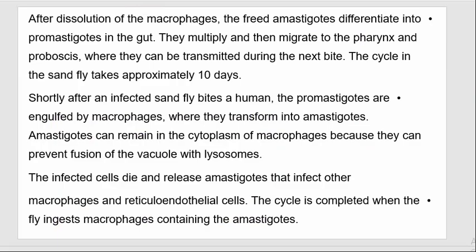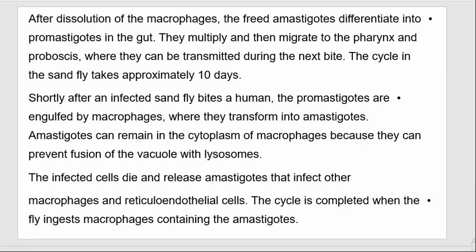نتحدث عن اللايف سايكل. After dissolution of the macrophage, the freed amastigote differentiate into promastigote in the gut. They multiply and then migrate to the pharynx and proboscis. إذا راح تتهاجر عندنا إلى منطقة البلعوم وخرطوم الحشرة where they can be transmitted during the next bite. The cycle in the sandfly takes approximately 10 days.